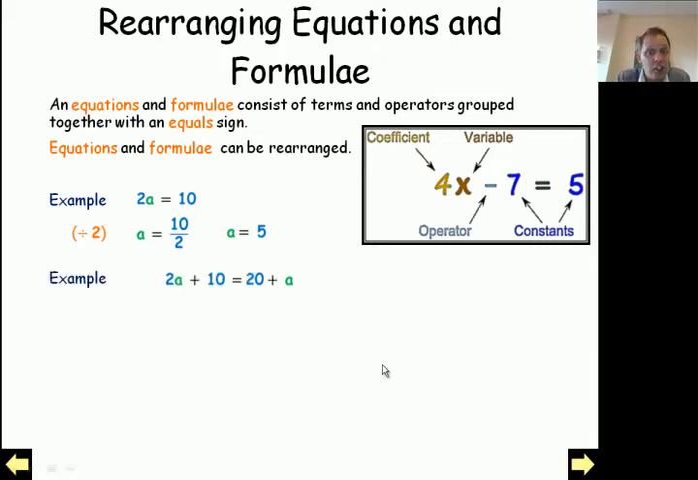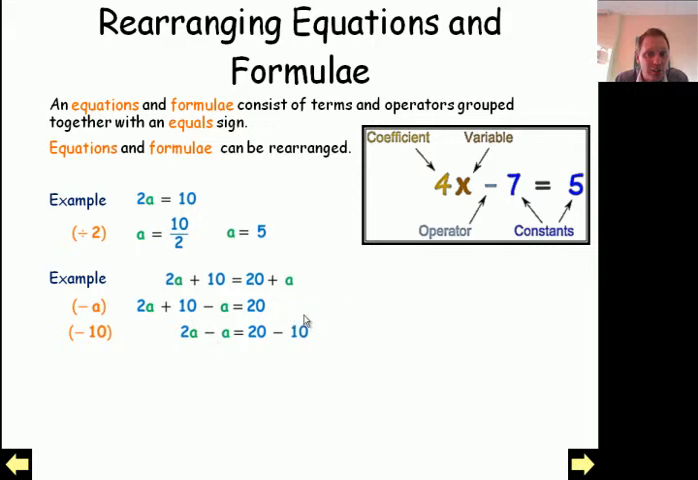For my second example, I've got 2a plus 10 equals 20 plus a. Now this can again be simplified exactly the same as what we've done before, by doing whatever we're doing to one side, doing to the other side, and trying to figure out the value of a. So if I subtract a from both sides, my a on this side will disappear, because a minus a would be nothing, and this side I've subtracted a from.